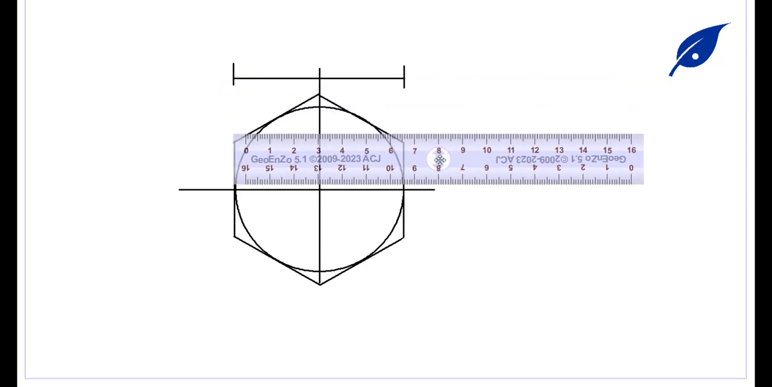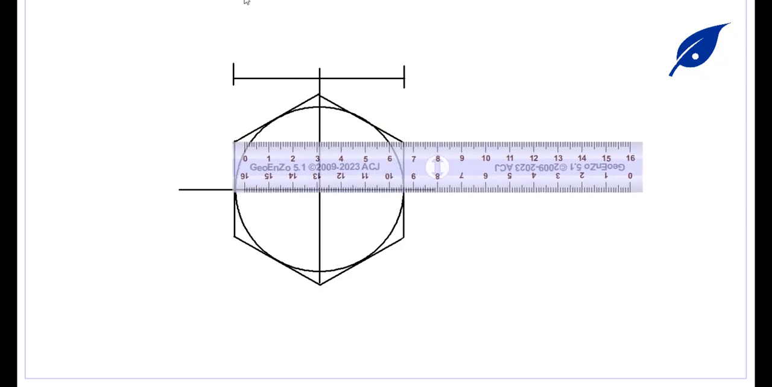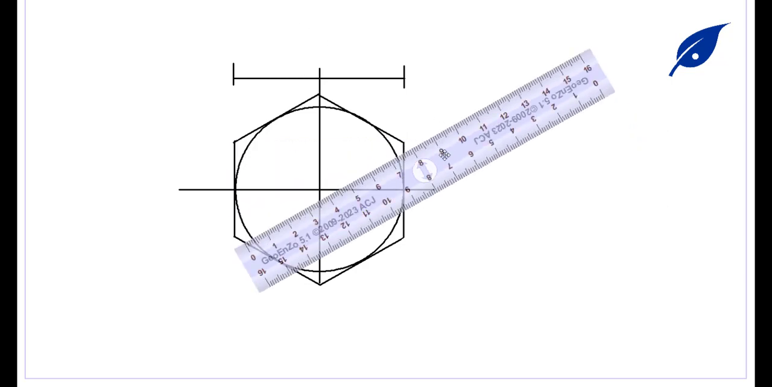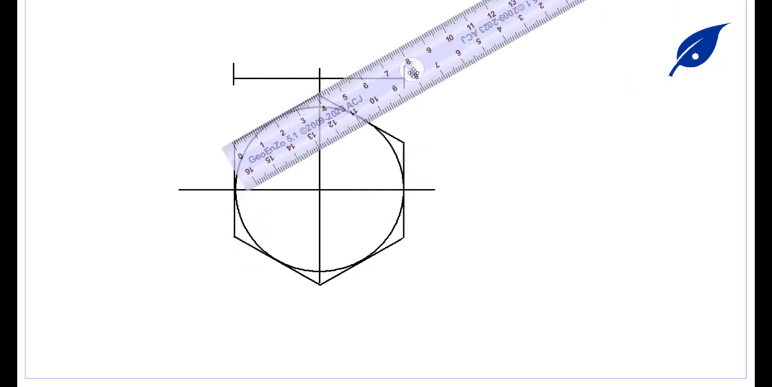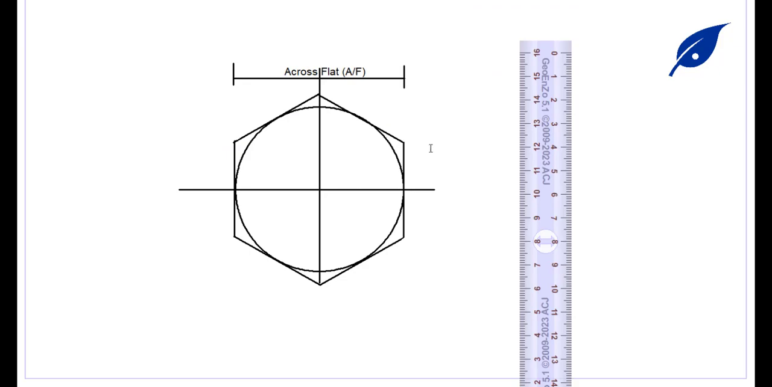To take note of it, across flat is different from across corners. For across corners, the distance, the radius, is the same thing as the length of each side. As you can see now, we have 40 millimeters as the distance of each side. The dimension of each side is 40 millimeters. Hope you've learned something today.